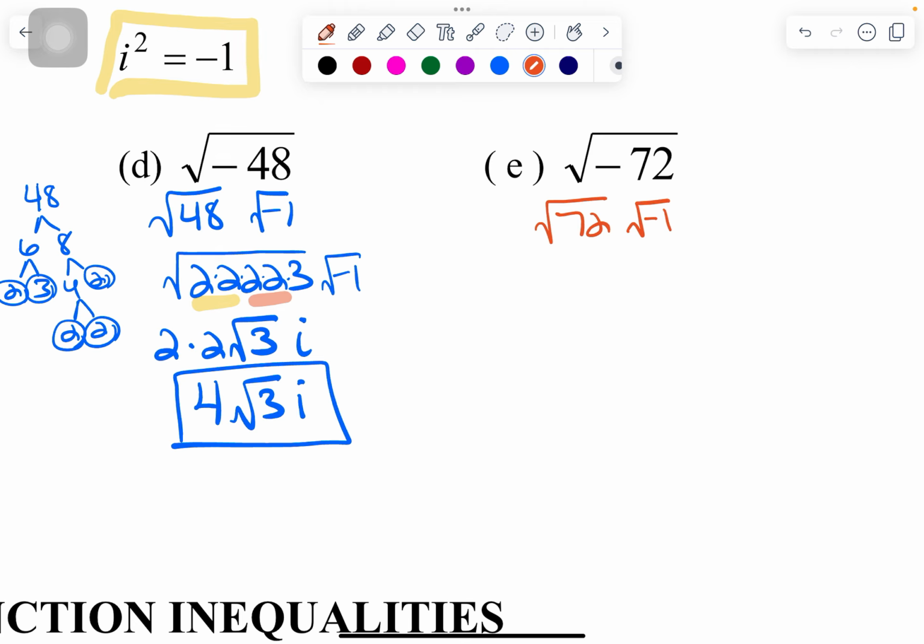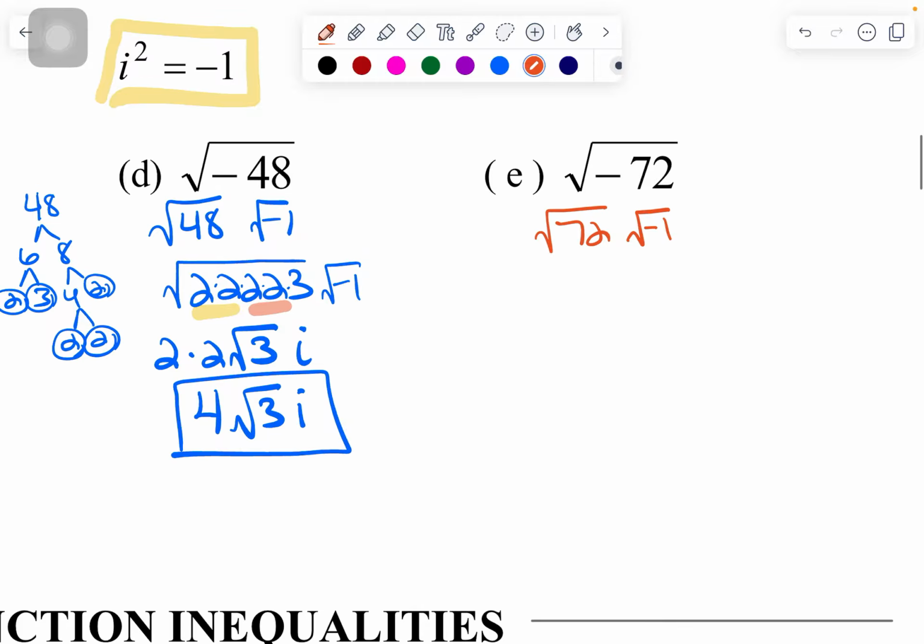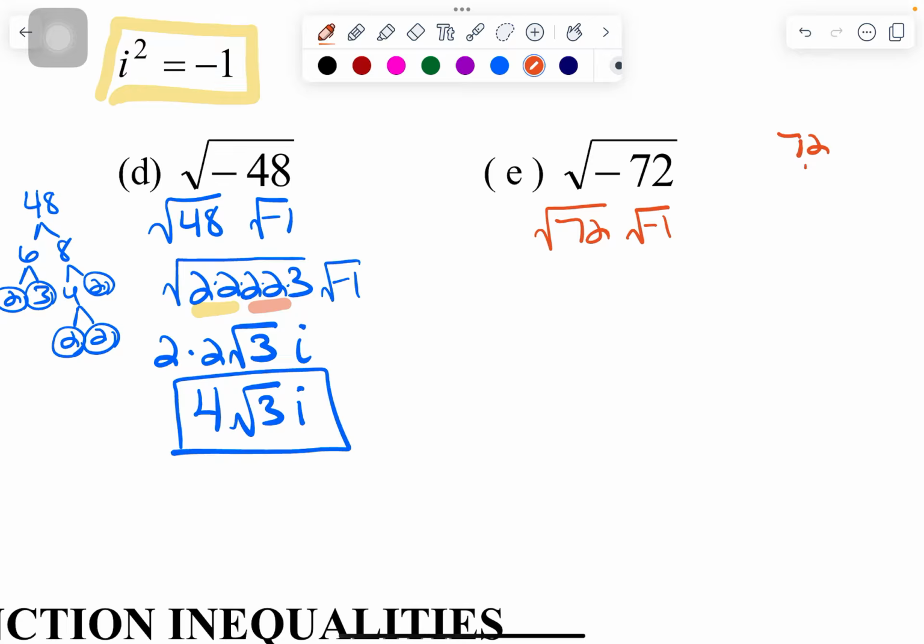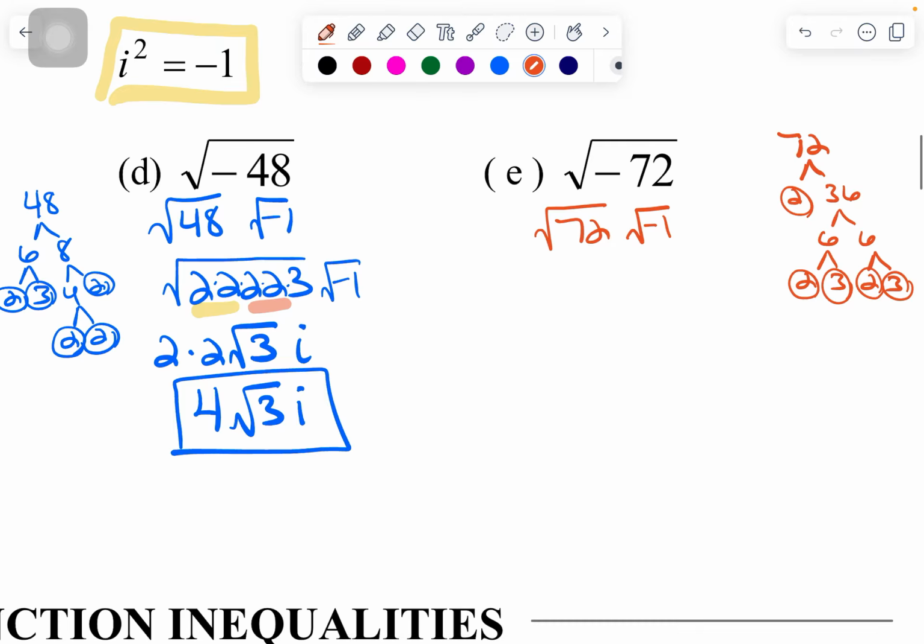Square root of negative 72. I already took out the square root of negative 1 there. So let's see what we got here. We've got 72. 2 times 36. 6 times 6. 2 times 3. 2 times 3. Yep, that works. So I've got 2, 2, 2, 3, and 3, and then a square root of negative 1.